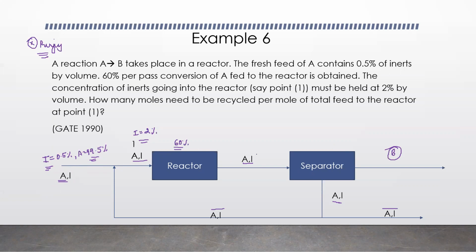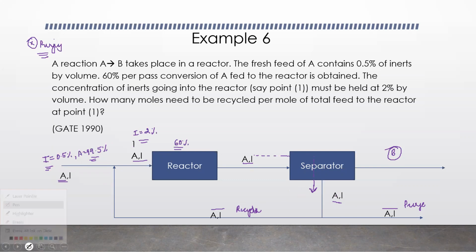Okay. So all the A and inerts, that is unreacted A, and all the inerts, they go here. Okay, they go directly in the recycle. All right. So from this, I get this as my recycle and this as my purge stream. All right. So these two things I have. All right. So now let's do a material balance for this particular problem.